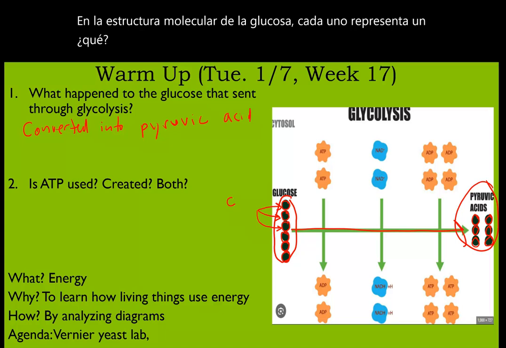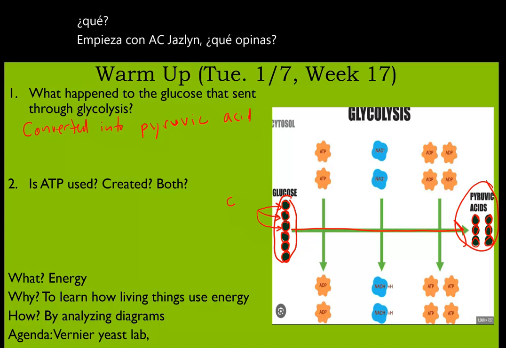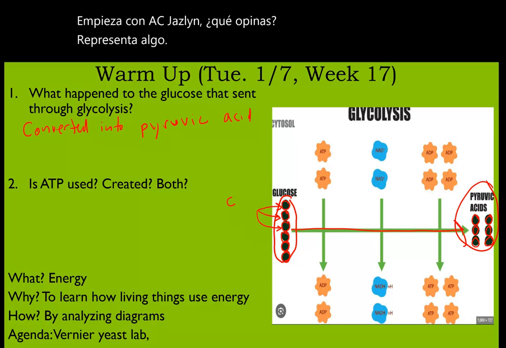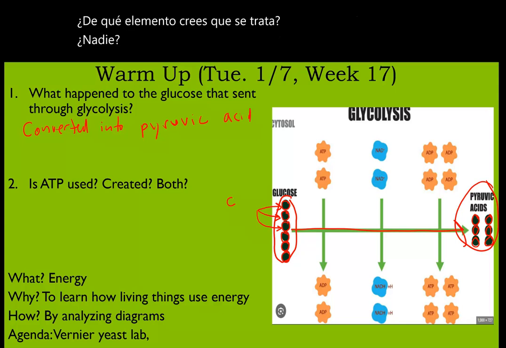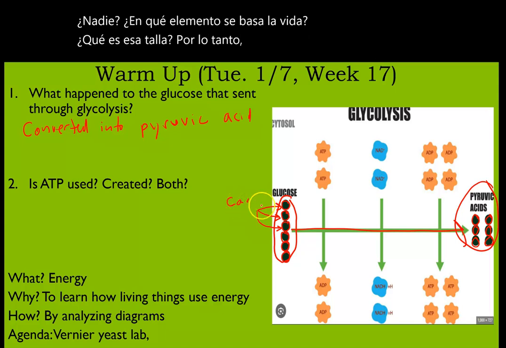Jasleen, what do you think? It represents something in the periodic table of the elements. A very important element to life. What element do you think that is? Anybody else? What element is life based on? Carbon. Yeah, so these are carbon molecules. Carbon atoms, that is.